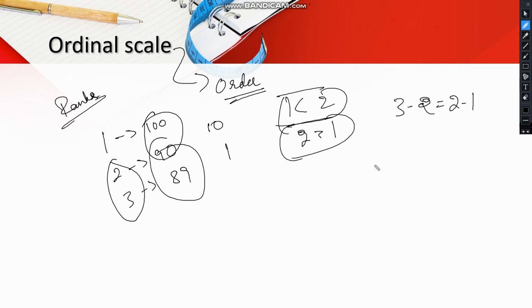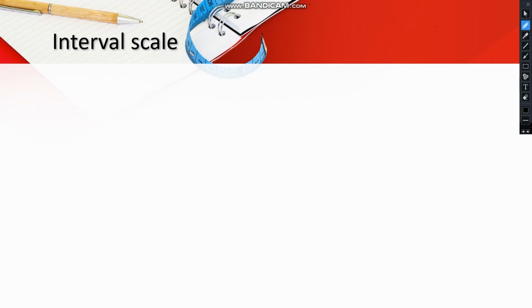By using ordinal scale, we can calculate mode, and also median, because the ordinal scale has order, but we can't perform any arithmetic operations. Next we move on to interval scale. Interval scale has all the properties of ordinal scale, that is, it is mutually exclusive and it has order. Additionally, it has the property of equal interval.